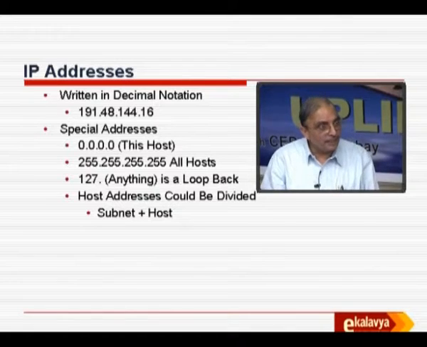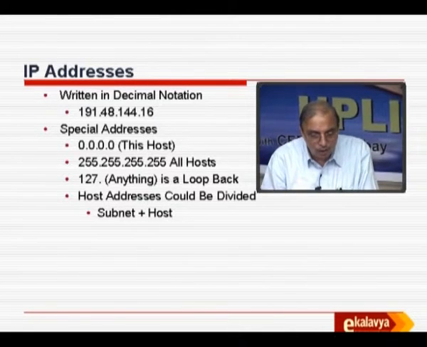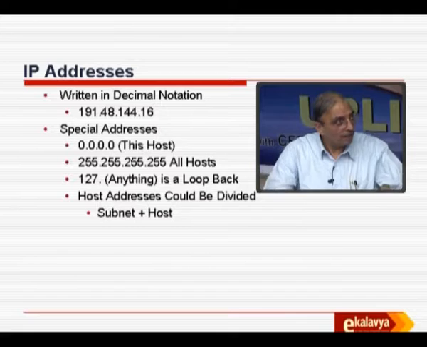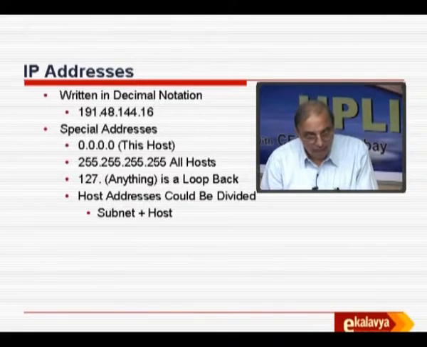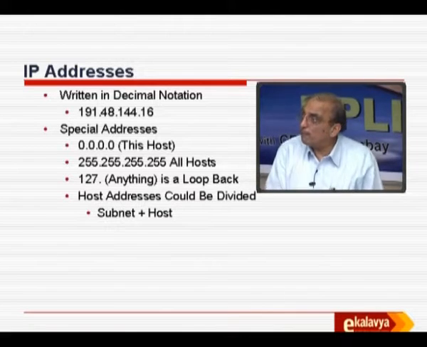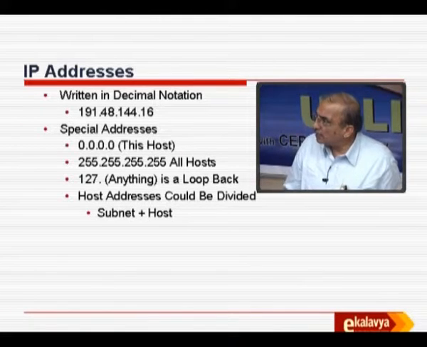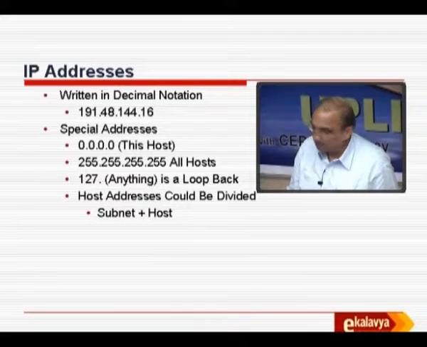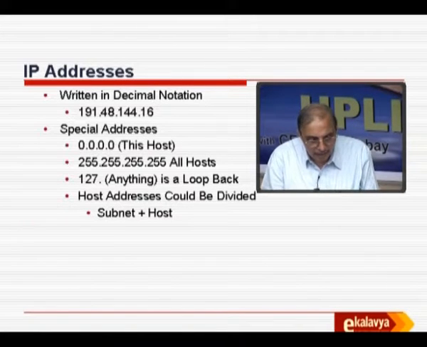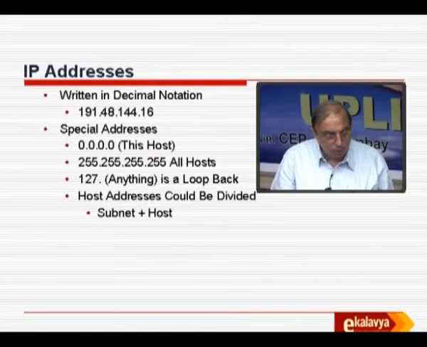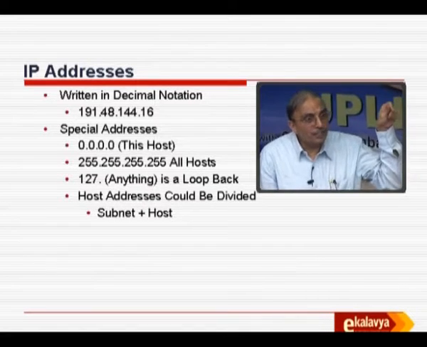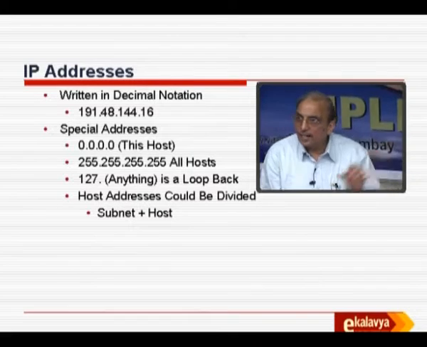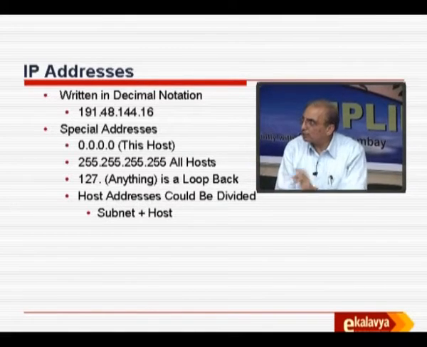There are some special addresses. For example, 0.0.0.0 means this host. That is me, myself. 255 is all hosts. 127 dot anything is a loopback. That means I am the transmitter and I am also the receiver. The host address could be divided into a subnet address and a host address. So subnet is that part which describes the network address, and host address is that part which describes the host.